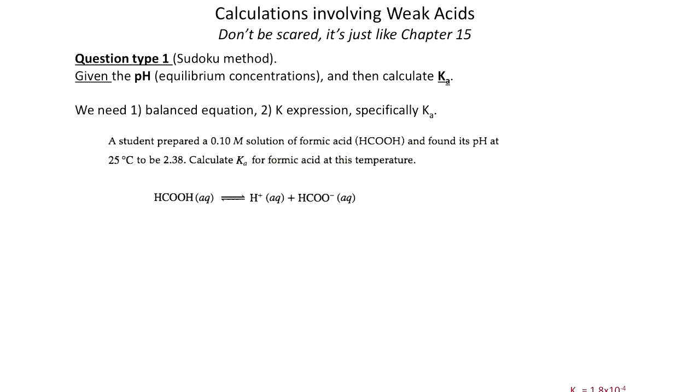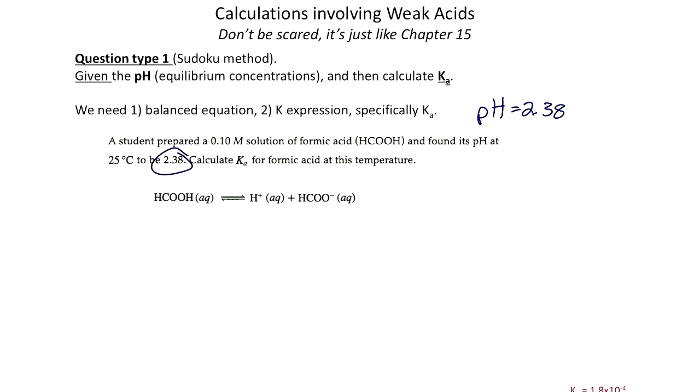Here, I tell you, a student prepared a solution of formic acid and found its pH to be this value. pH equals 2.38. Calculate the Ka of this acid. This is a type 1 Sudoku method ice table. It's literally no different than chapter 15.